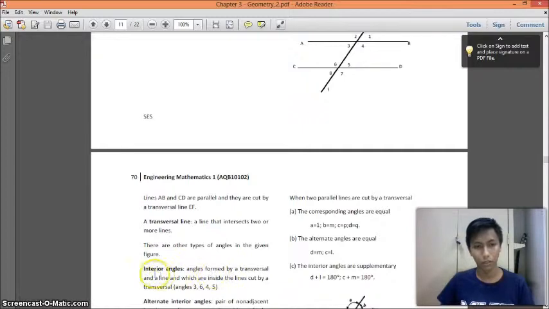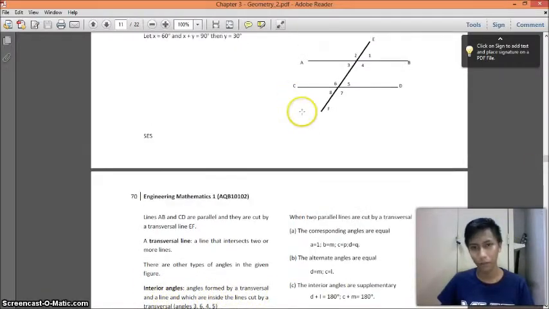Interior angles: angles formed by a transversal and a line which are inside the lines cut by the transversal, which means the angles are located interiorly. The angles will be 3, 4, 5, 6.